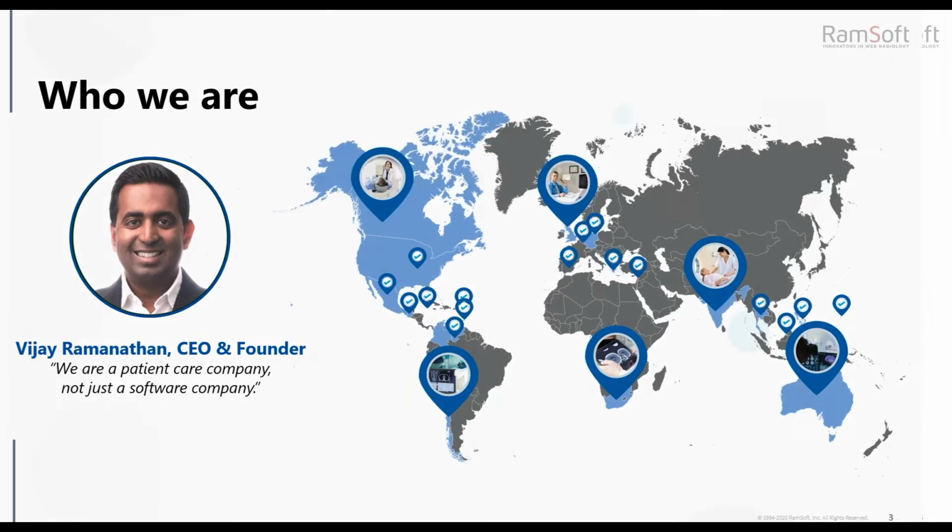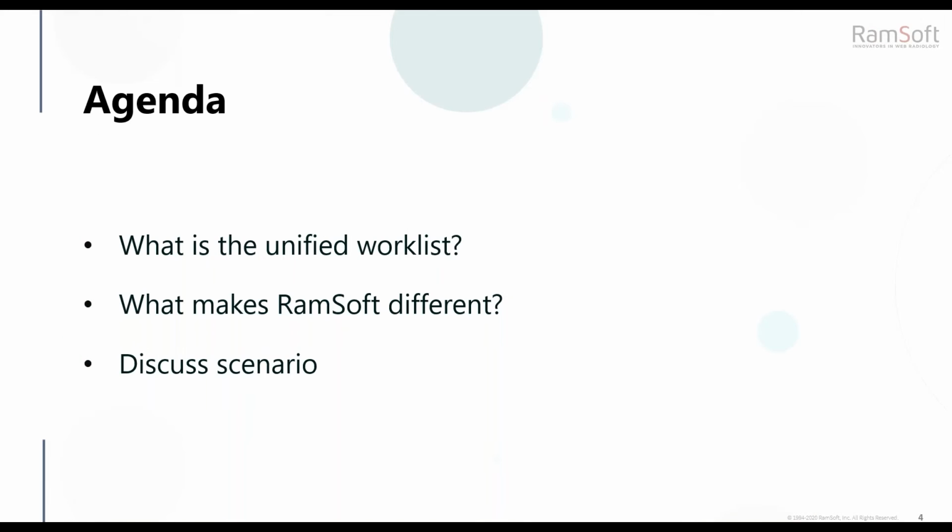So let's review some of the highlights of today's presentation. Today we're going to review what is a unified worklist, what makes up a unified worklist. What makes our unified worklist different from other vendors? There's other vendors out there that have it. We have a very unique way with our technology and the years of experience in doing it, and we'll take you through that. We'll review a scenario. While there's many different scenarios to deploy our unified worklist, we'll discuss one.